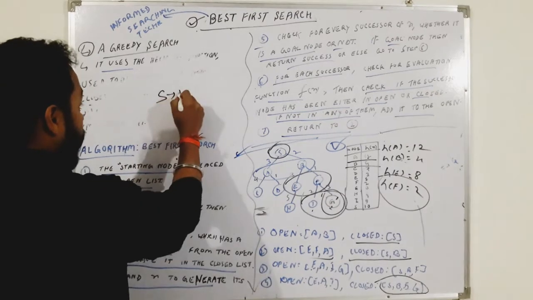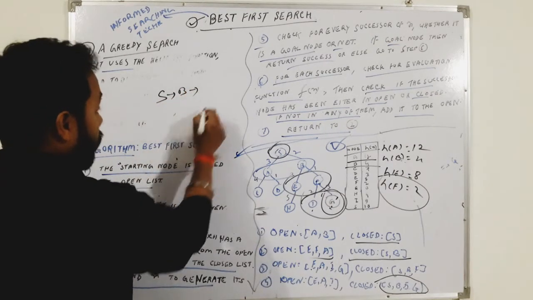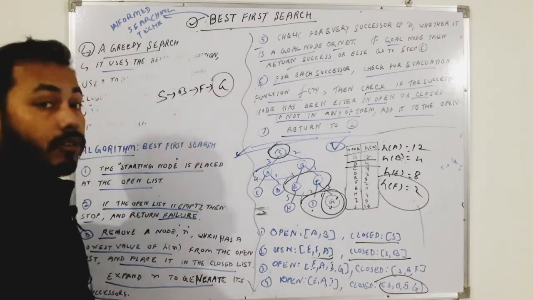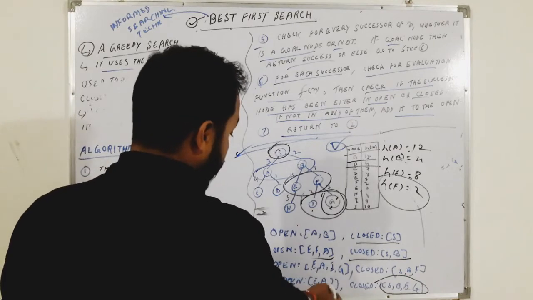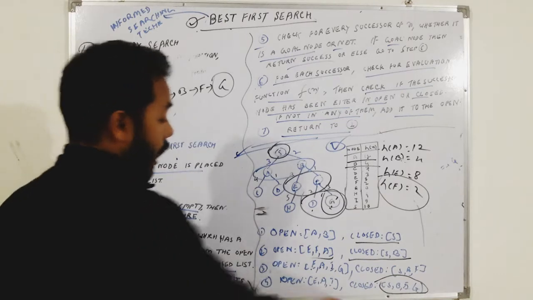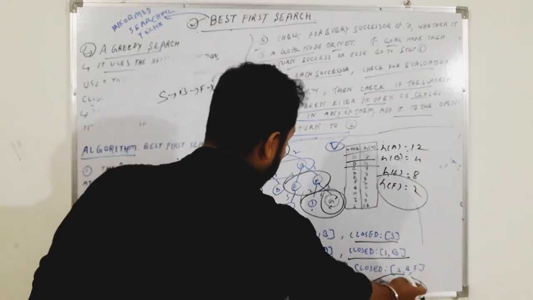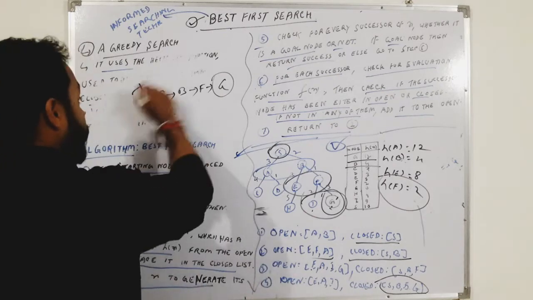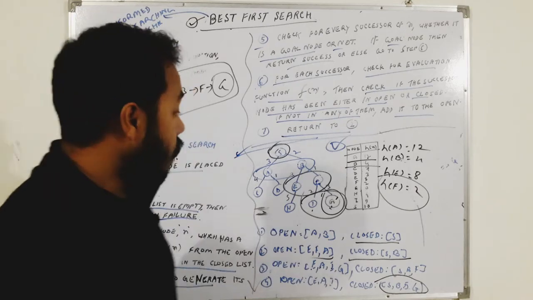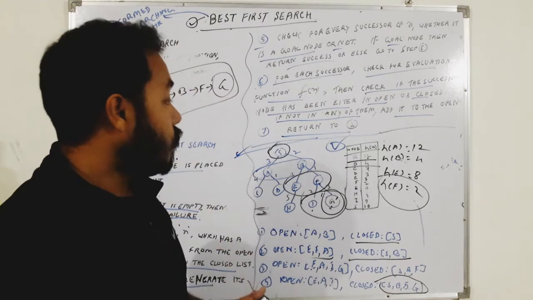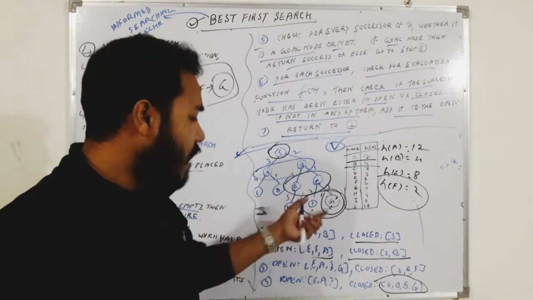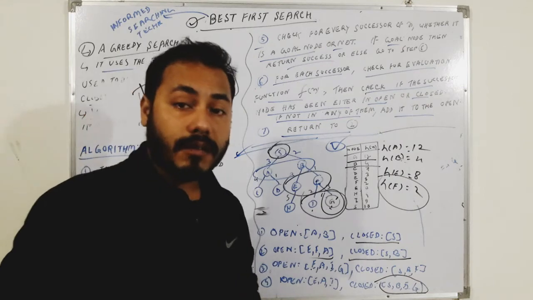From S we have selected B, from B we have selected F, from F we have selected Z, because Z is the goal node. So in the open list we have E, A, I, and Z, and we have S, B, F, Z in the closed list. As Z is the goal node, this is the required path to reach the goal node. That is exactly the way we have to search for a goal node in a graph or any particular tree for a best first search algorithm.